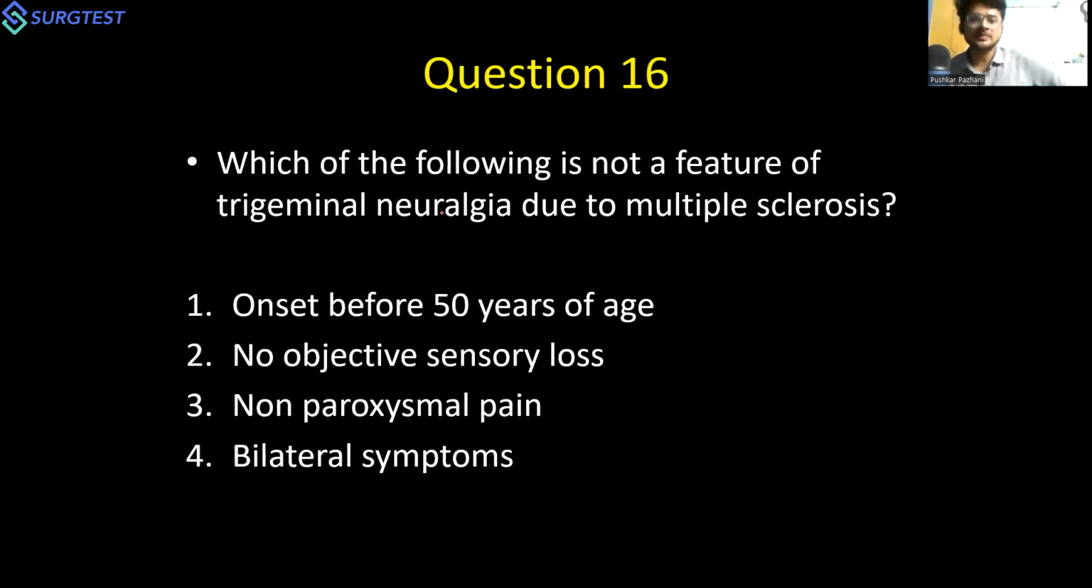Okay, so let's go to question number 16. We're already halfway through. Let's open the polls. Which of the following is not a feature of trigeminal neuralgia due to multiple sclerosis? This is an indirect question. Basically I'm asking you, which of the following is not a clinical feature of a secondary trigeminal neuralgia? We have primary trigeminal neuralgias and secondary trigeminal neuralgias, and they have totally different demographics, totally different clinical presentations and treatment also.